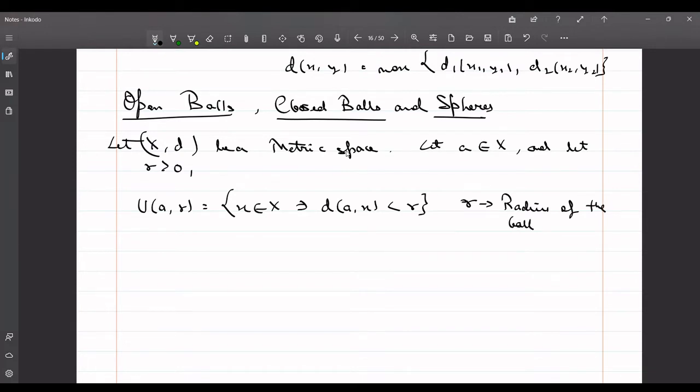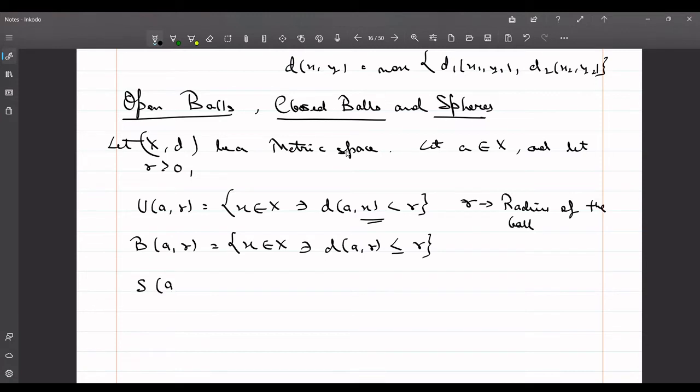Okay, similarly we define what we call a closed ball, B(A, R), which is given as the set of X belonging to capital X such that the distance of A and X is less than or equal to R. Basically you can think of it like this: U(A, R), the open ball, is simply the region which obeys this condition, while B(A, R) is the region as well as the boundary which obeys this condition. If you talk about the sphere, it will be a clearer understanding.